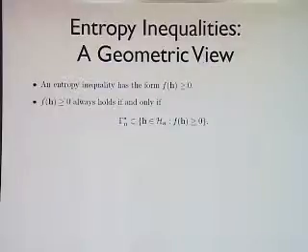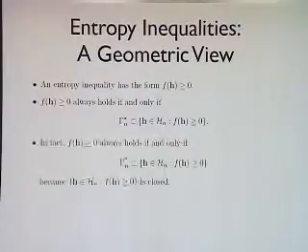Now, the relation between such an inequality and gamma n star is the following. We say that the inequality f(h) is bigger than or equal to 0 always holds if and only if gamma n star is a subset of this set induced by this inequality f(h) is bigger than or equal to 0. This is all the h in entropy space such that the inequality f(h) bigger than or equal to 0 is satisfied. I'm going to show you a picture to illustrate the point. This is the very meaning of what we mean when we say an inequality regarding entropies always holds.